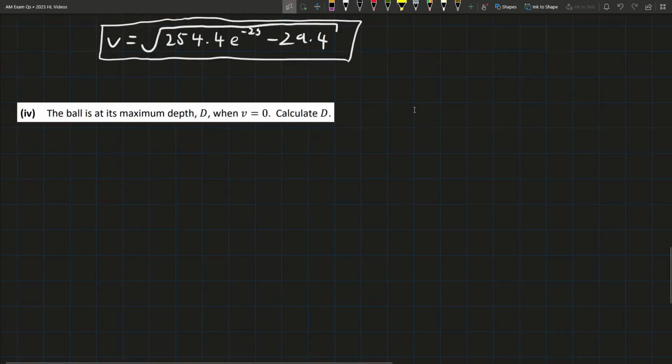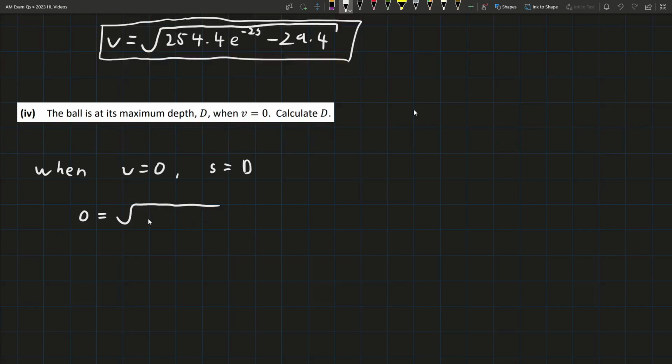And yeah, that's it. So now we're told that the ball is at its maximum depth when v is 0. So we're just going to sub that in. When v equals 0, s will be d, the distance d. So we can say 0 equals the square root of 254.4 e to the minus 2d minus 29.4. Square both sides, bring the 29.4 to the other side. We get that 254.4 e to the minus 2d equals 29.4.